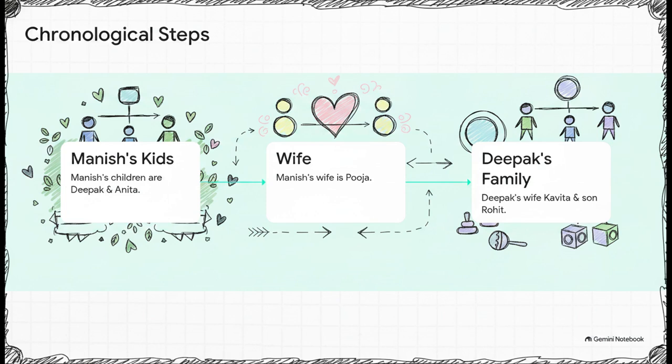Step 1. Manish is the father to Deepak and Anita. We draw the line straight down. Step 2. Pooja is Manish's wife. Horizontal line up at the top. Step 3. Deepak is married to Kavita, and they have a son named Rohit, so horizontal line connecting Deepak and Kavita, and a line dropping down to Rohit. As this all comes together, you should honestly be getting a really strong sense of déjà vu.